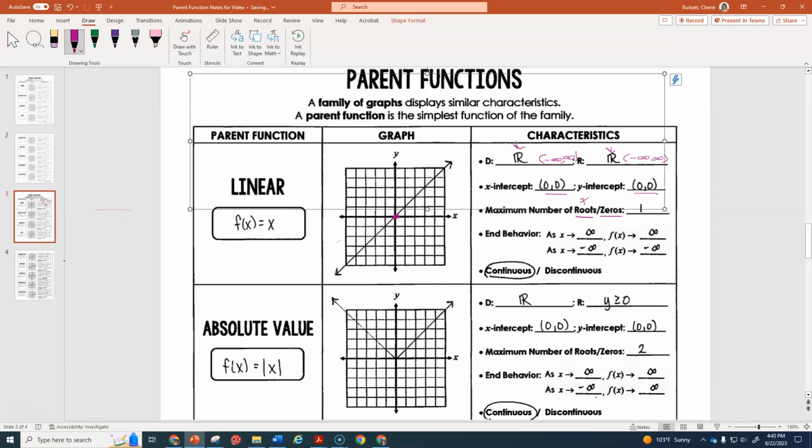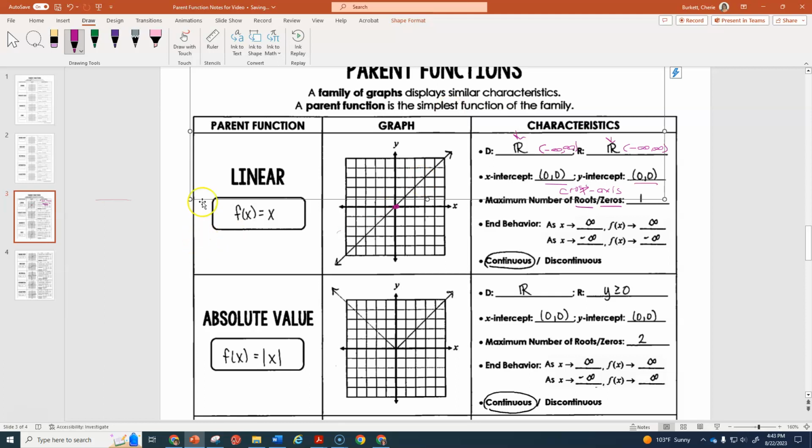Okay, I'm having trouble with my pen. Where it crosses is also known as the x-intercept. So the maximum number of times that this linear equation, oh, I see what that is. Hold on, let me delete it. There we go. So the number of times that a linear equation will cross the x-axis is going to be 1.